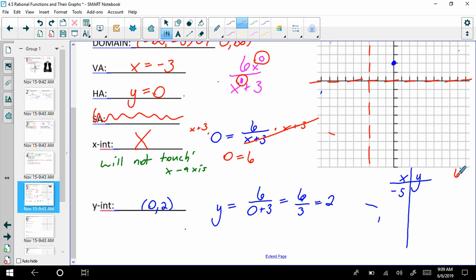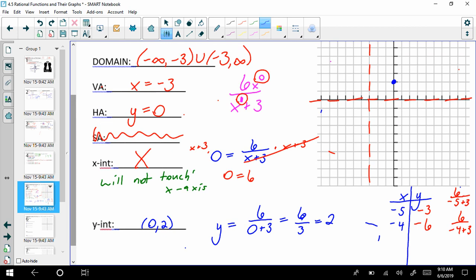So if x is -5, I want to know what is y. Well, if I quick plug -5 in for x, that would be 6 over -2, and 6 divided by -2, I get -3 out. Let's pick another one. Let's pick -4. If I put -4 into my equation, -4 plus 3 is -1, so 6 over -1 is -6.